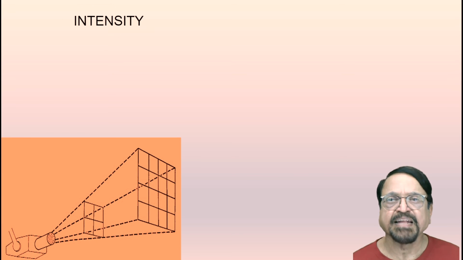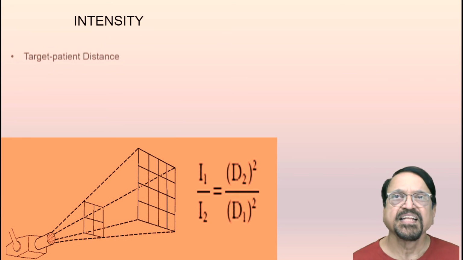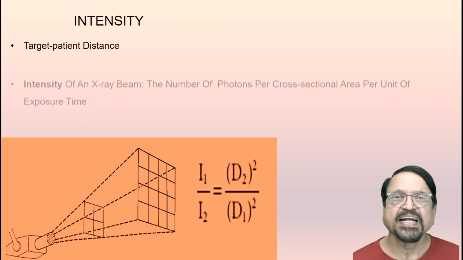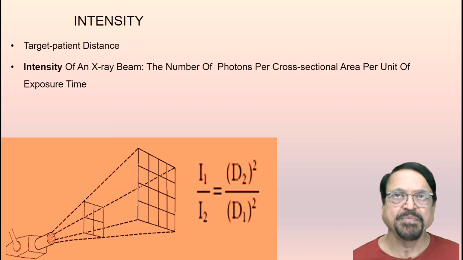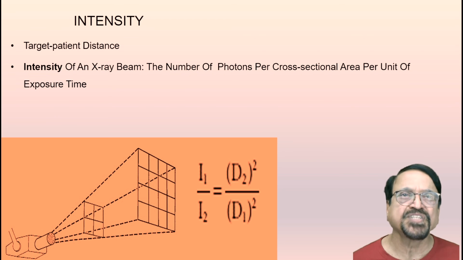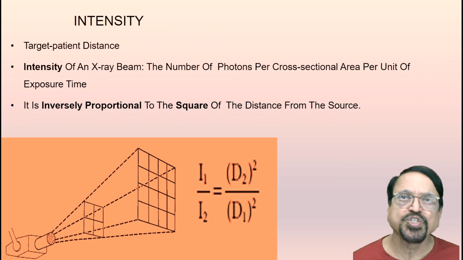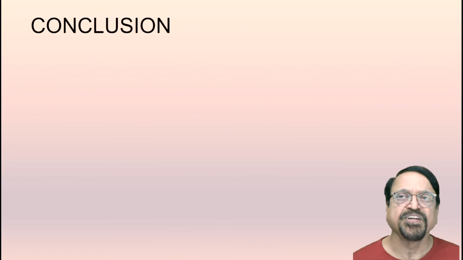Now this is the diagrammatic representation of intensity. See how the distance, the target patient distance, is shown here. A diagram is better and easy to understand. Intensity of the X-ray beam is the number of photons per cross-section area per unit of exposure. It is inversely proportional to the square of the distance, that is the inverse square law that is followed.